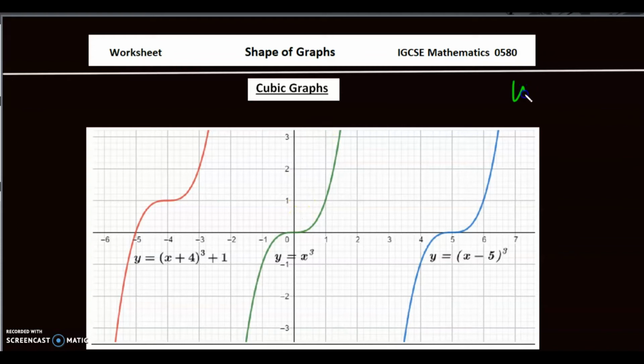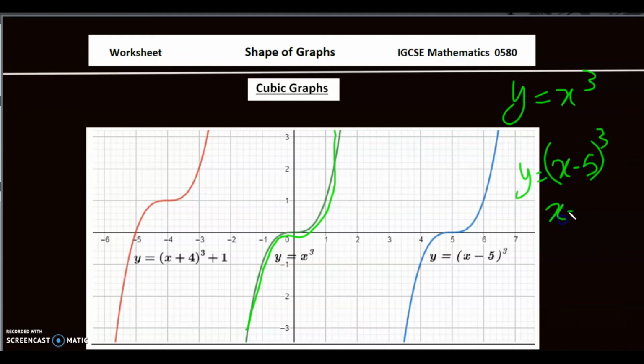The basic equation is y equals x cubed, which is an S-shaped graph passing through the origin. Similarly, if I change this to (x minus 5) whole cubed, to find the x-intercept I have to equate this whole thing to 0, which gives me x equals 5.